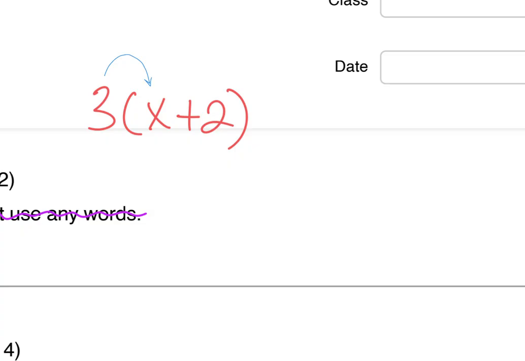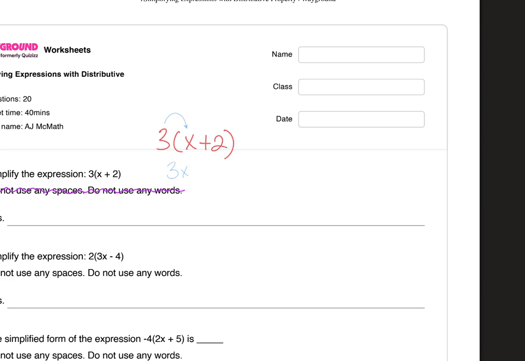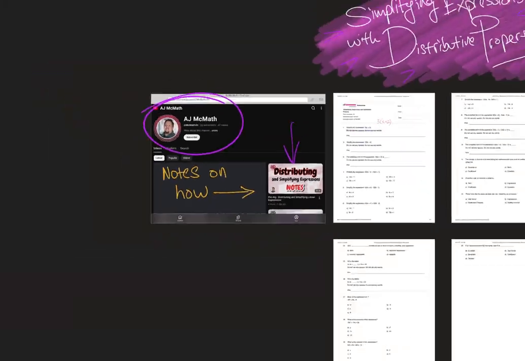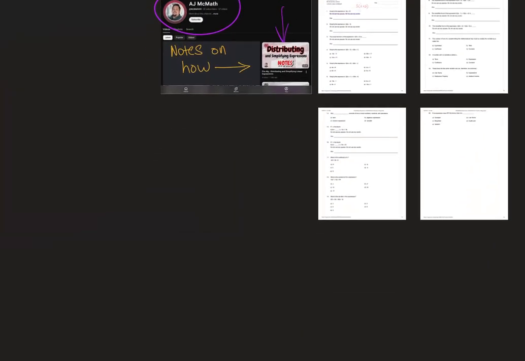I'm drawing this little arc because I'm telling myself I'm multiplying 3 times x, and 3 times x is 3x. If you need a quick explanation of why that is, and you're not going to click on another video, but you're on this video, well, then I'm going to show you. What is 3 times x plus 2?